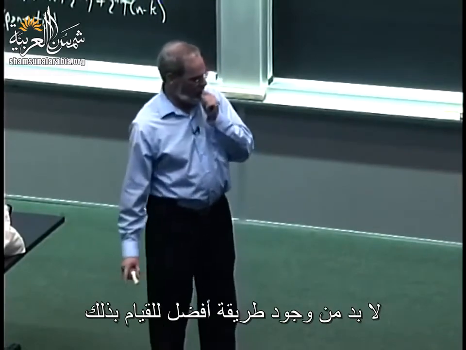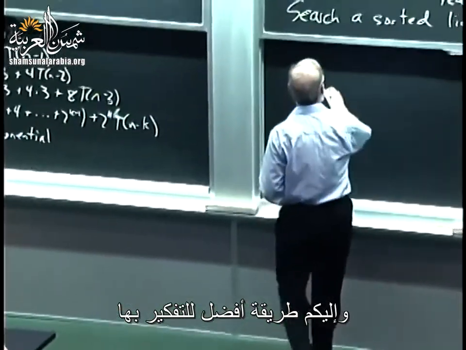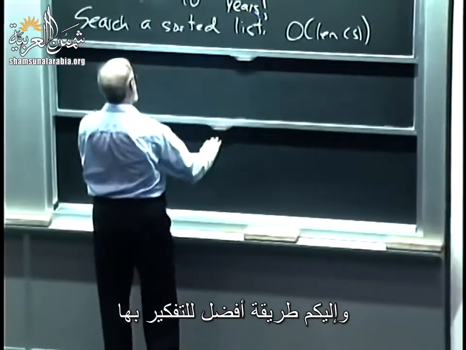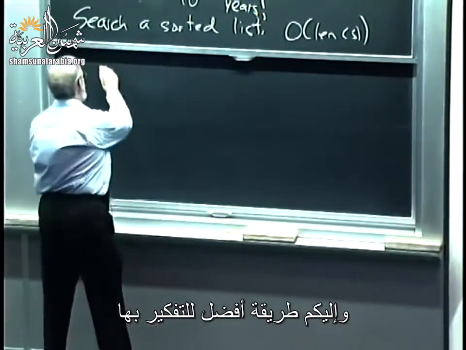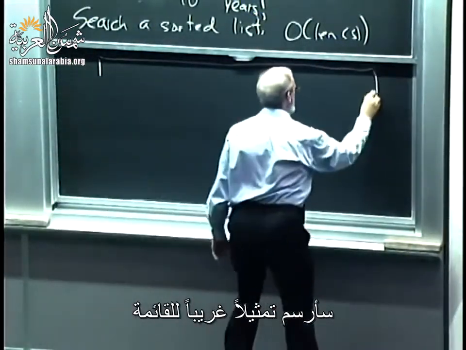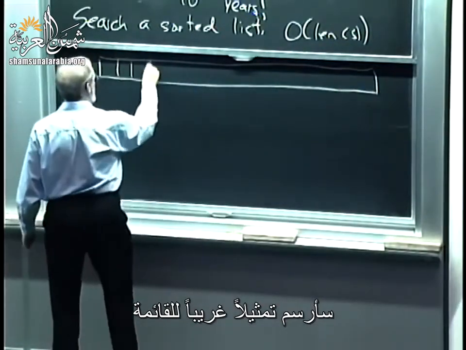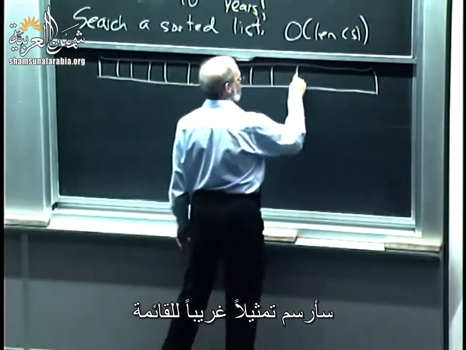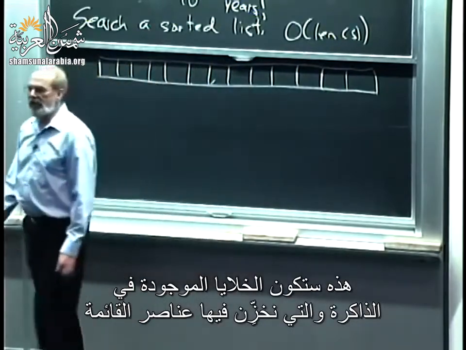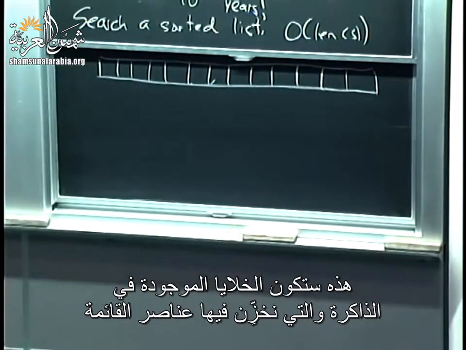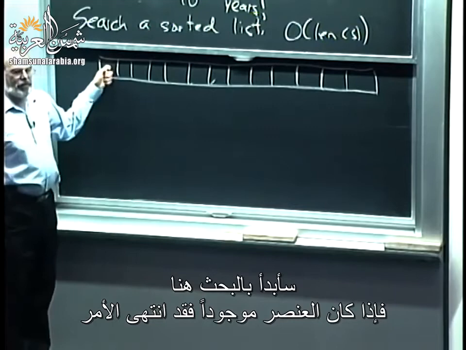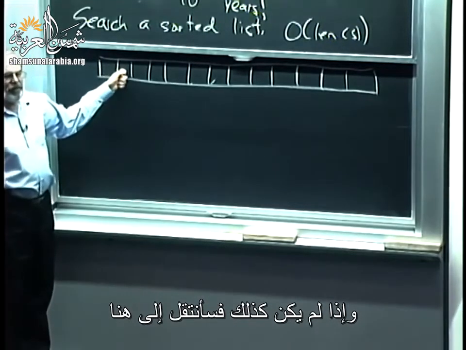there ought to be a better way to do this. Okay? And here's the better way to think about it. You just draw out sort of a funny representation of a list. Those are sort of the cells, if you like, in memory that are holding the elements of the list. What we've been saying is I start here and look. If it's there, I'm done. If not, I go there. If it's there, I'm done.